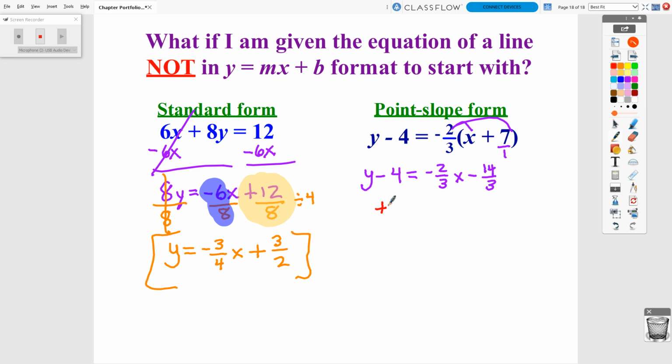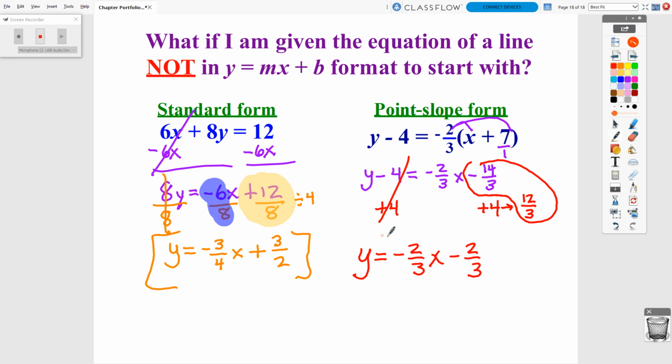And then I'm going to need to add this 4 over to the negative 14/3. So I'll get y equals negative 2/3 x. And then this is where I need to be able to combine these. And again, I'm going to encourage you to use some mental math here. So I need a fraction of thirds to match up this fraction of thirds. So how many thirds is equivalent to 4? Well, 12 thirds is equivalent to 4. So what is negative 14/3 plus 12 thirds? Well, that would be what? Negative 2/3. And so now there's the equation in slope-intercept form.